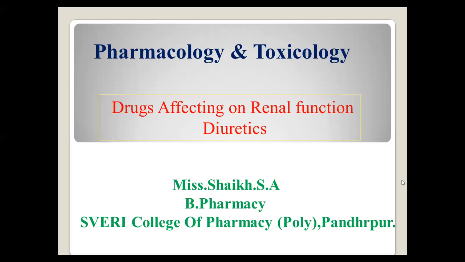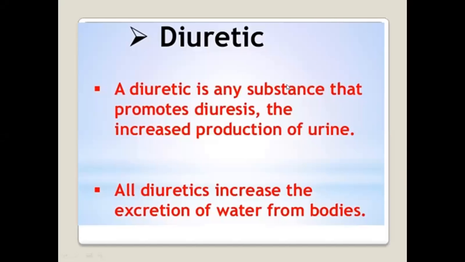In the previous lecture, we started a new unit in pharmacology and toxicology: drugs affecting the renal function, in which we covered diuretics. In diuretics, we discussed the definition of diuretic, then the physiology, meaning formation of urine occurs in the nephron in 3 stages. After that, classification. Diuretics are mainly classified into 8 classes.